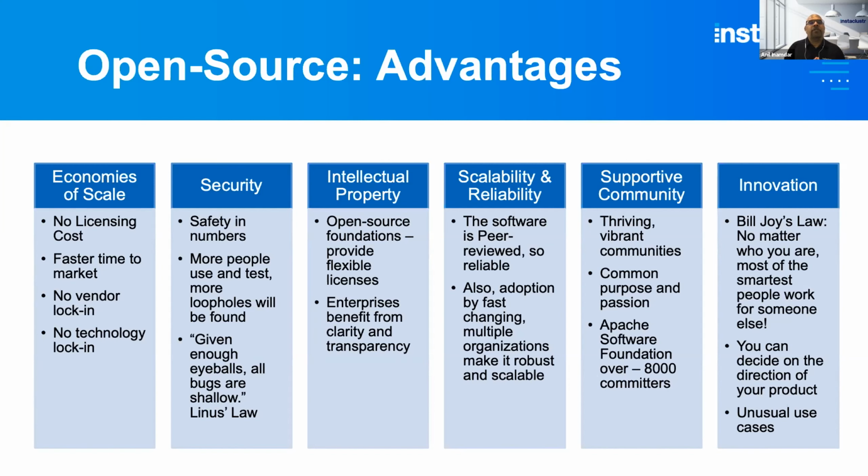Another advantage is supportive community. This is kind of the lifeblood of open source software community. Thriving, vibrant communities work on their projects with common purpose and passion. Apache Software Foundation has over 8,000 committers at this time.